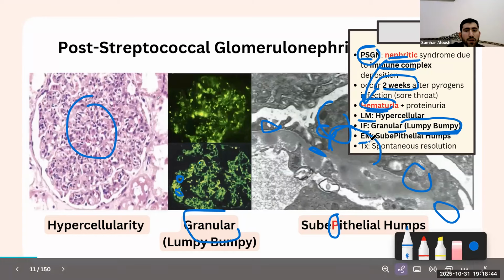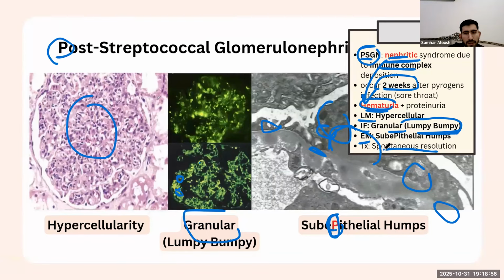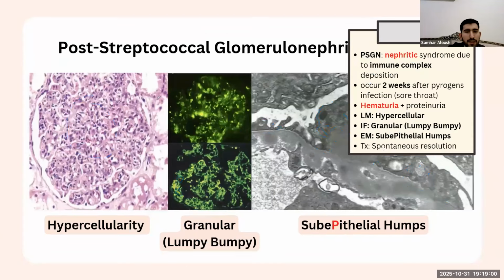And in electron microscopy, it's subepithelial because PSGN starts with a P and subepithelial has a B. Subepithelial humps. Okay. The treatment, there is spontaneous resolution. So there is no need to give them treatment, just symptomatic treatment.